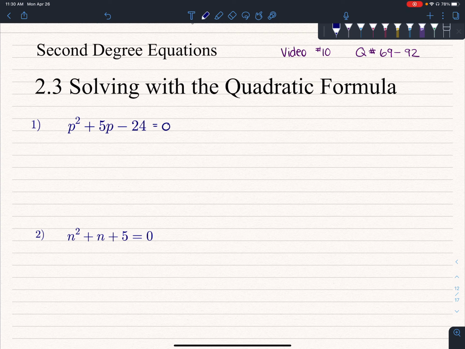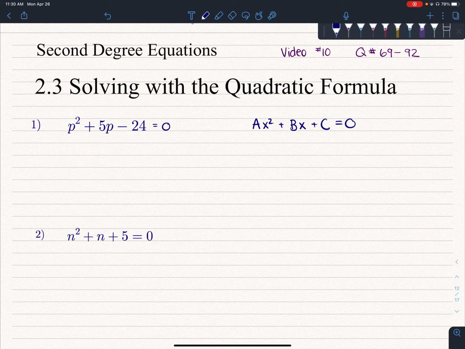When using the quadratic formula, what we need to remember is the format of our second degree equation. In order to use it, it has to be in this format. It has to look like ax squared plus bx plus c equals 0. It can't look like anything else. There can't be a number here on the right.